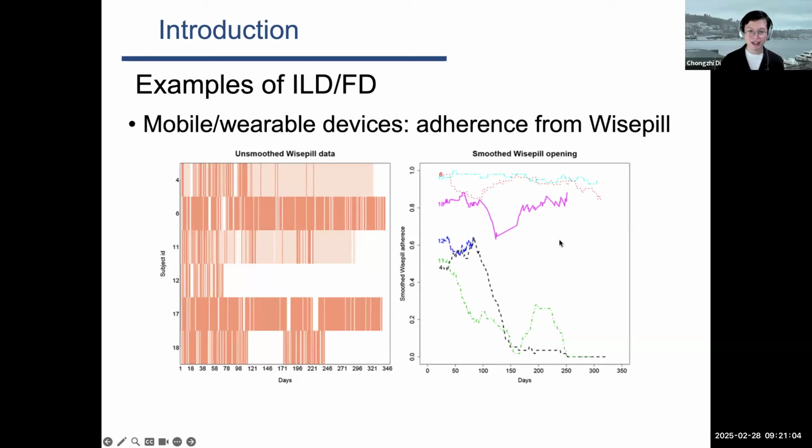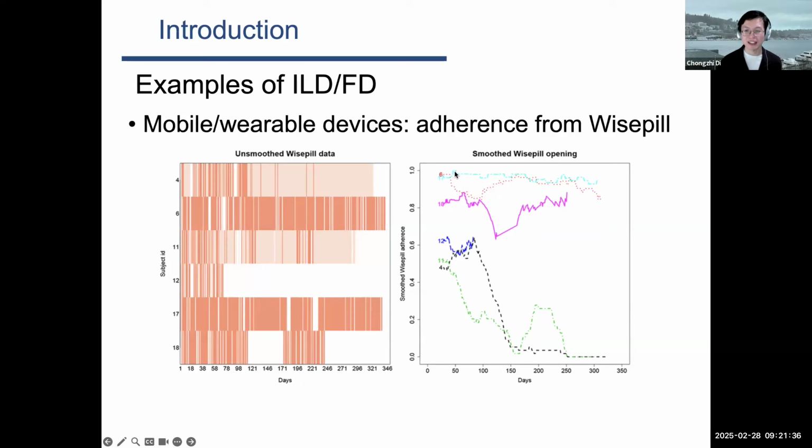On the right-hand side, we did a little bit of processing or smoothing, using a 7-day window. Within 7 days, we calculate the percentage of adherence. Let's say they are supposed to take the pill 14 times per week; we count how many times they actually opened the bottle, so you can calculate the percentage. This shows adherence levels for different participants.